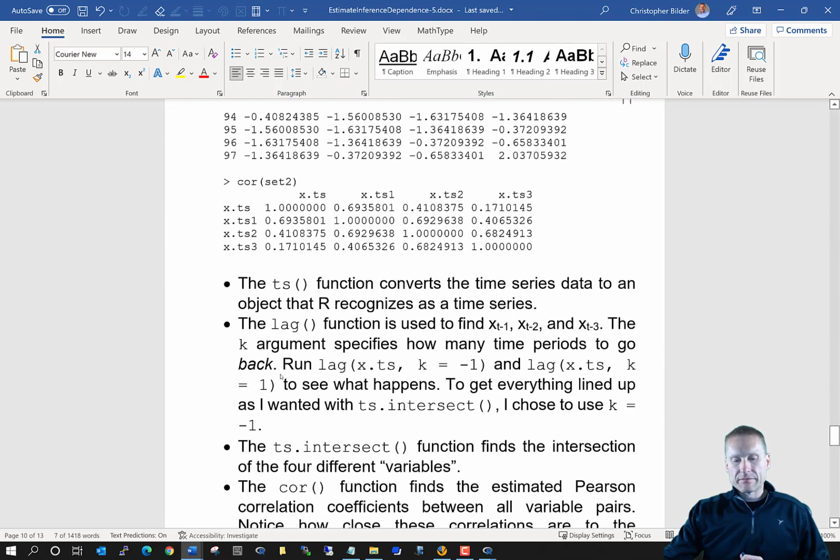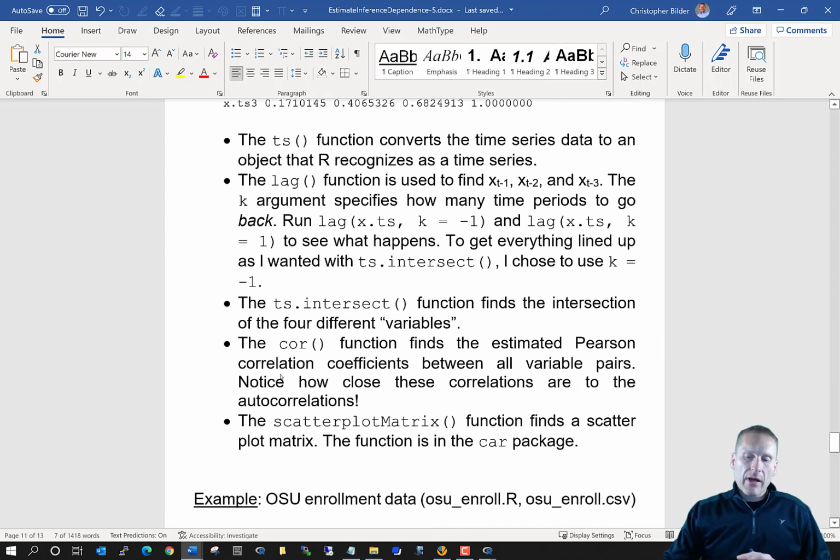Okay. So some comments here. We've talked about the ts function and the lag function. I think we've talked about all of these here.